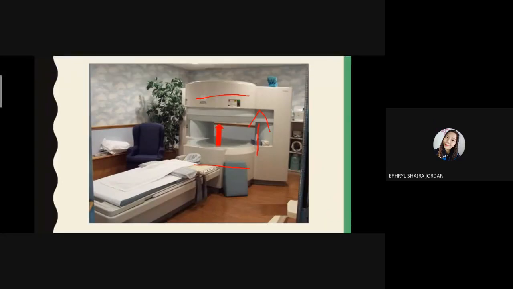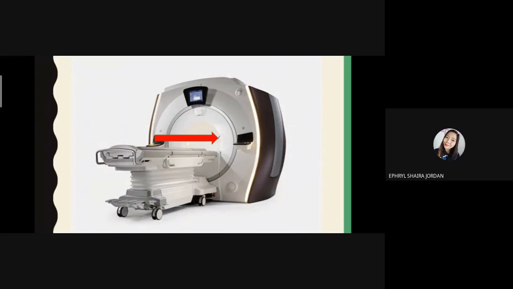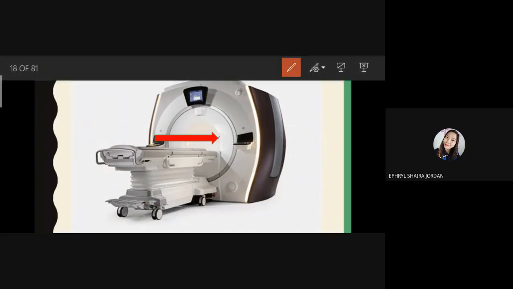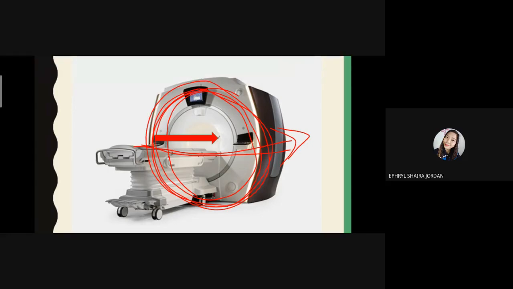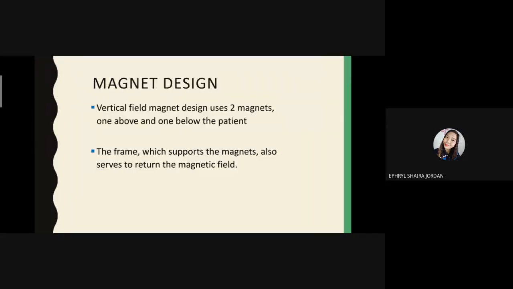So ano naman ang horizontal? In superconducting magnets, for example, since this is a coil of wire, diba? This is a big coil of wire. The magnetic field is horizontal along the long axis of the table or the patient. Again, vertical field magnet design uses two magnets, diba? One above and one below.